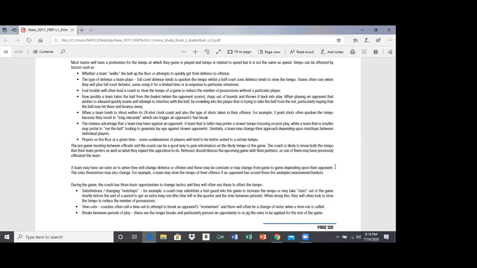For example, a team may slow the tempo of their offense if an opponent has scored 3 continuous baskets, for example, unanswered baskets. Of course, in most cases, you're going to have a what? Probably a timeout. Yeah? A lot of timeout. 3 3-pointers in a row. Big time timeout. So referees have to pay particularly close attention to these kinds of plays.